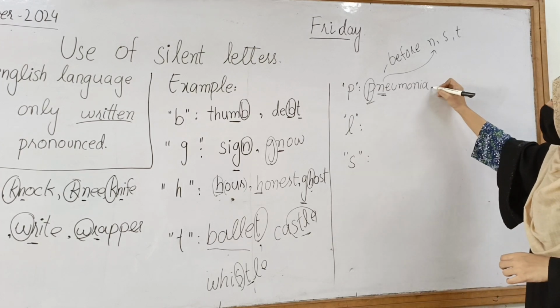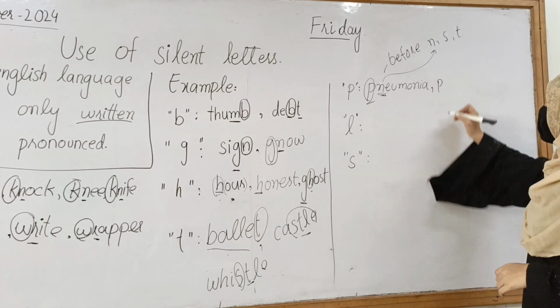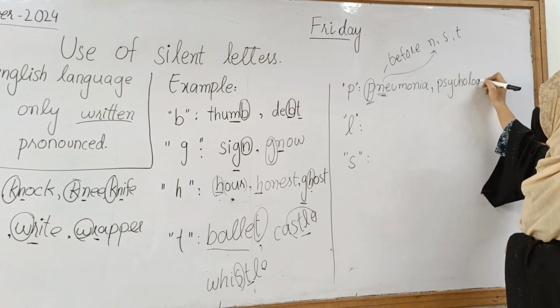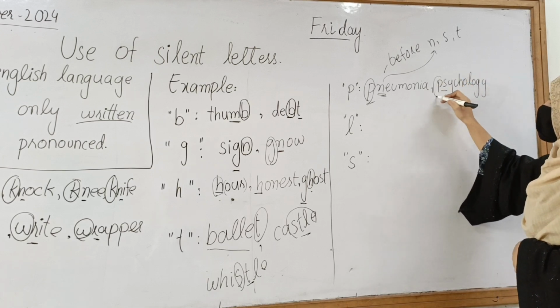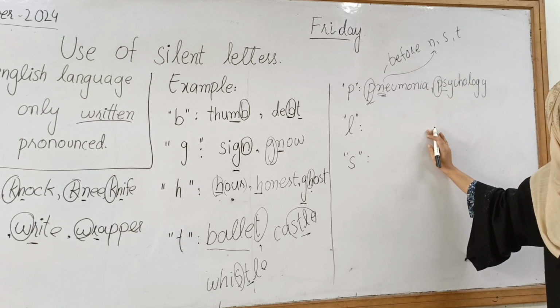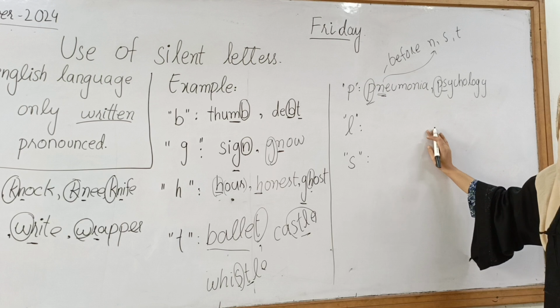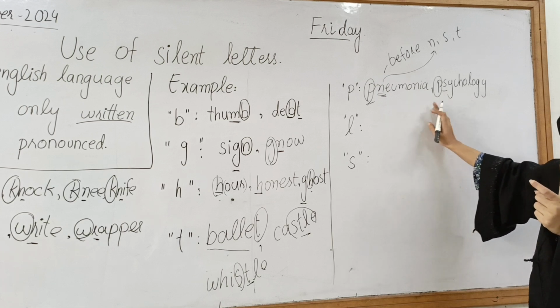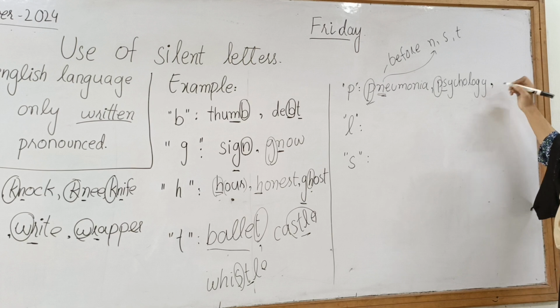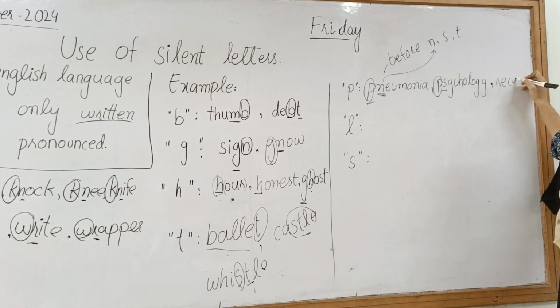And then before S, psychology. It's before S. Now it is silent, okay? It's not pronounced with the P. You will not be pronouncing the P. It's called psychology. And then we have the third word, receipt, okay?